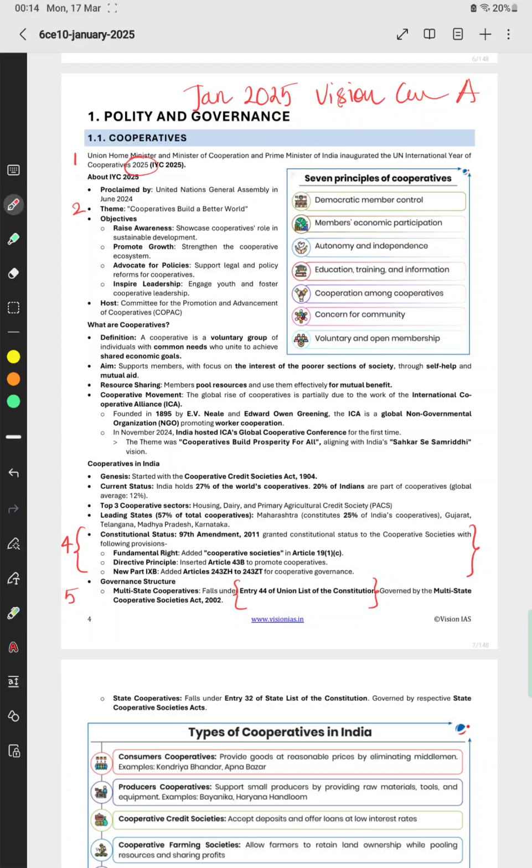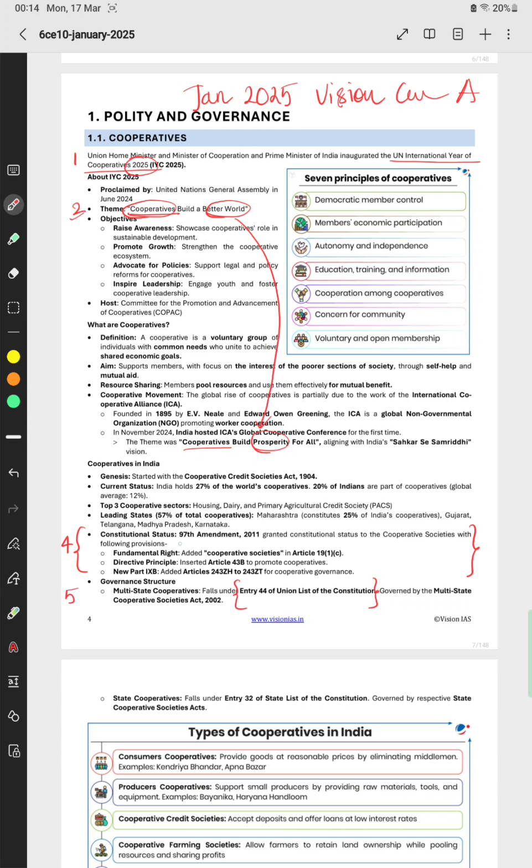The Union Home Minister and Ministry of Cooperation and the Prime Minister inaugurated the UN International Year of Cooperatives 2025. The theme is Cooperatives Build Better World. This is the second point. And last year the theme was Cooperatives Build Prosperity. So here it is Build Better World. The last year is Prosperity.